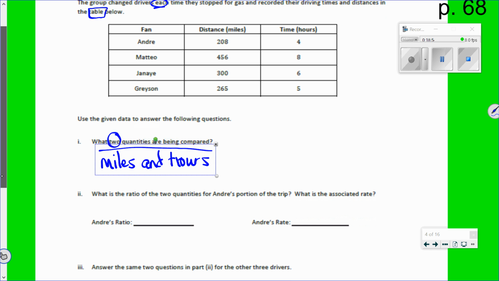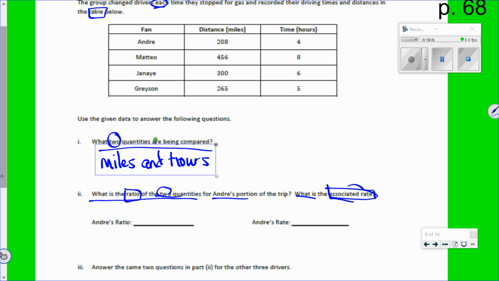Okay. So what is the ratio of the 2 quantities for Andre's portion of the trip? What is the associated rate? So that's actually a box. So we got 2 questions here. Fortunately, they gave us easy boxes for it. So Andre's ratio, how would I write his ratio? Okay?